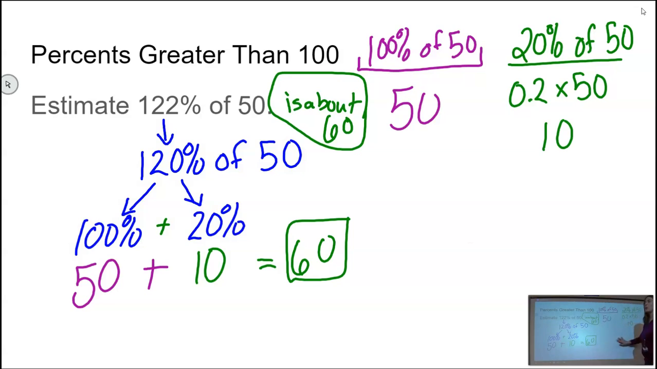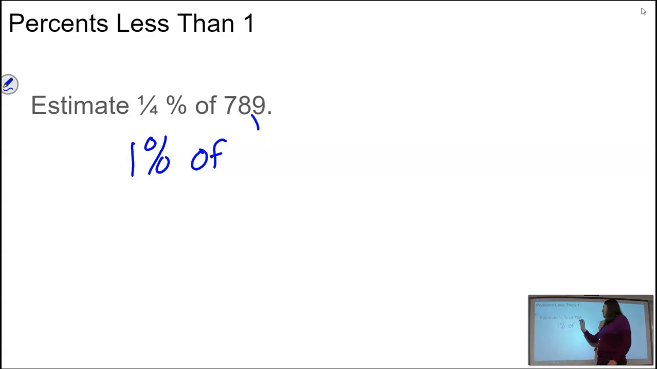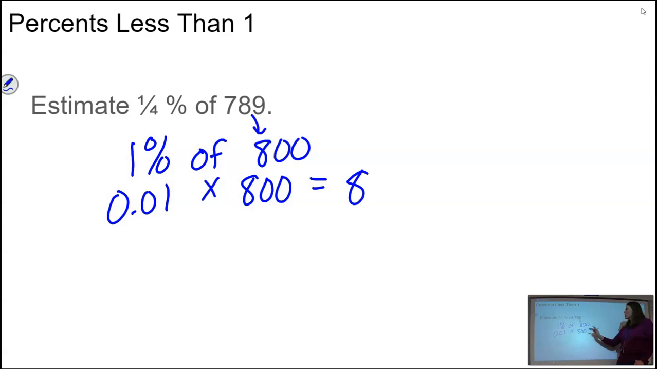Let's go on to the next one. What if it is less than 1%? So this is a little bit trickier, but not so bad. If we can find 1%, then we can find a fraction of it. That's what we're going to do. First, we're going to find 1% of, and we're going to just round this to a nice number. So let's just say 800. So 1% of that, remember that would be 0.01 times 800. That would be just 8. Okay? So when you're multiplying by 1%, you actually move it over twice. You divide it by 100. Okay? So 1% is 8.